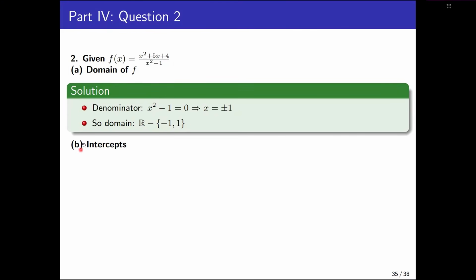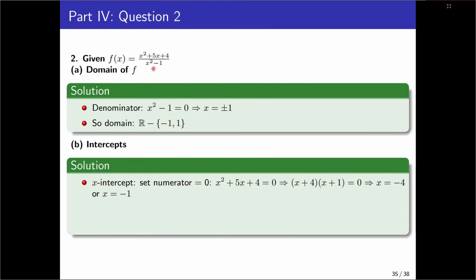The next one, question number B, the intercepts, that is x and y intercepts of this rational function. We know that the x-intercept is found where the numerator is equal to 0, whenever x squared plus 5x plus 4 equals 0, which implies the factorized form of this numerator is x plus 4 times x plus 1. This is 0 whenever x equals minus 4 and x equals minus 1. But in this case, x equal to minus 1 is not within the domain of the given rational function, because the domain is without minus 1 and positive 1. So the only x-intercept of the given rational function is minus 4, 0.